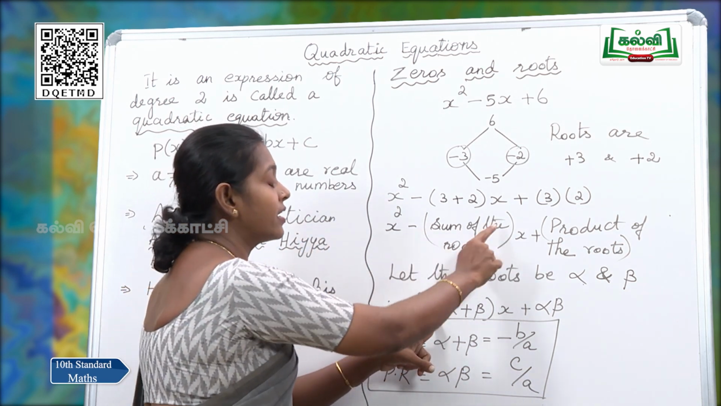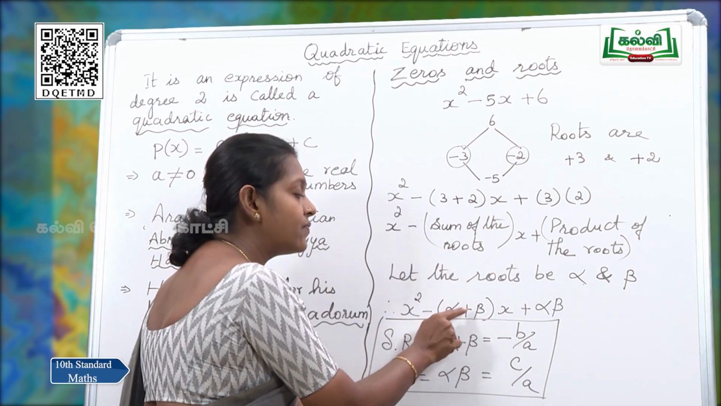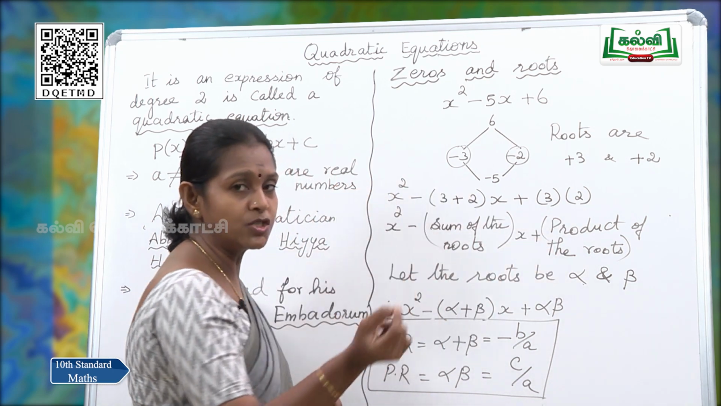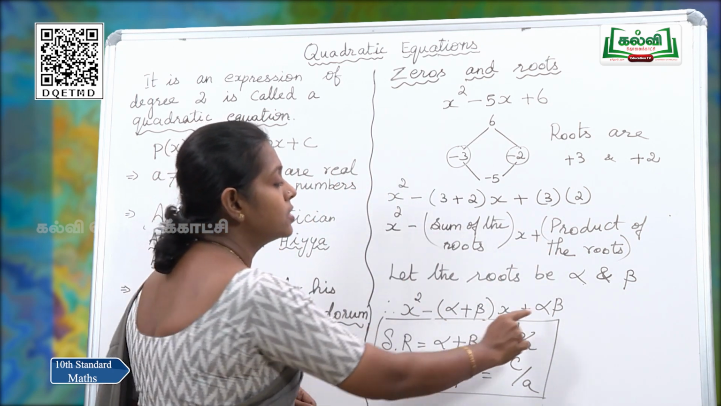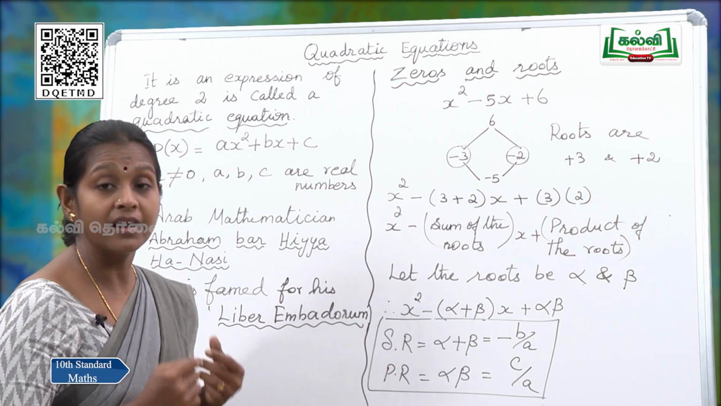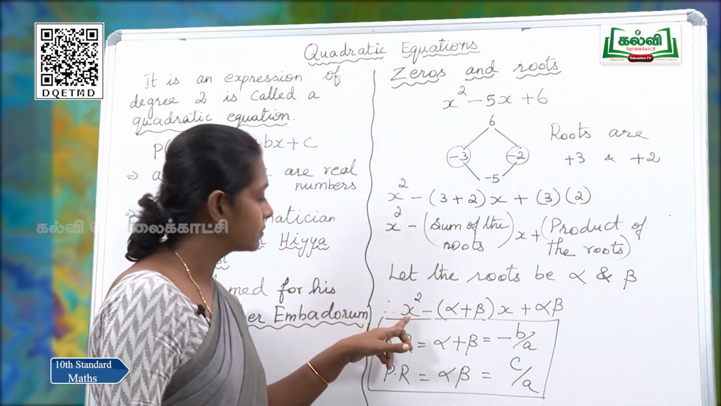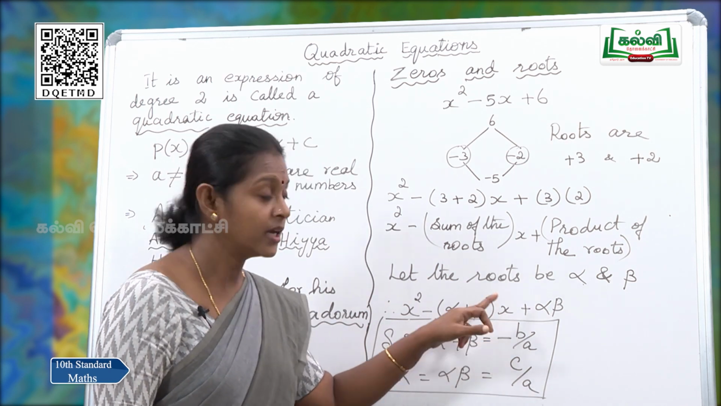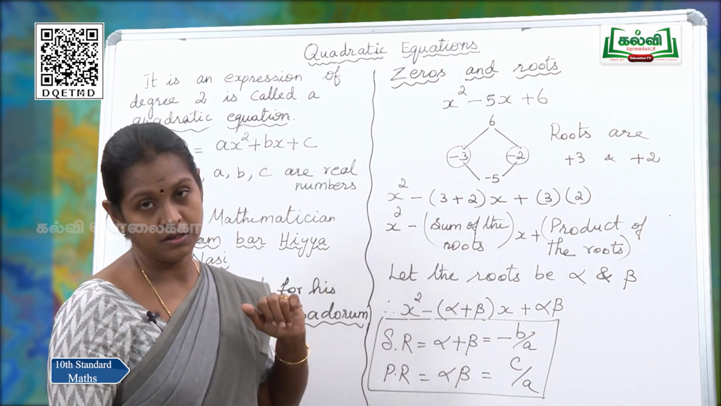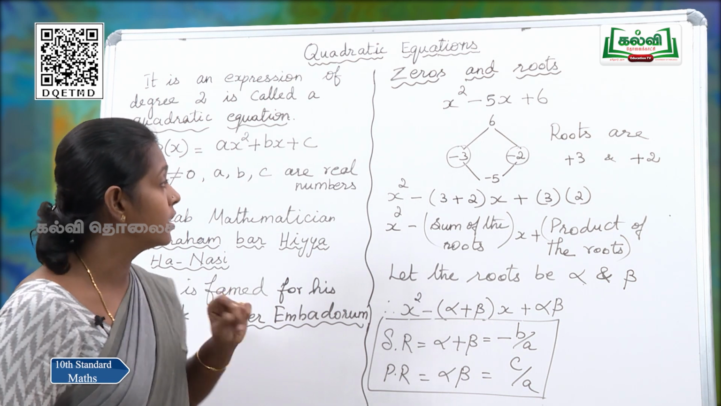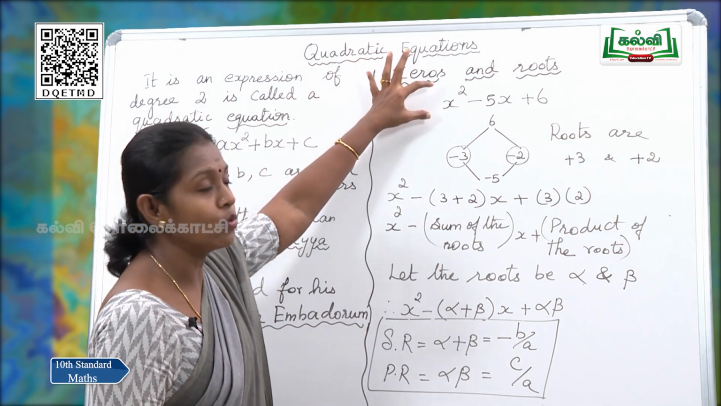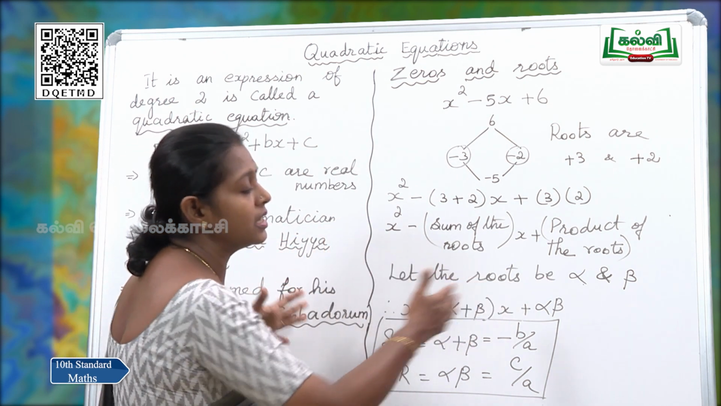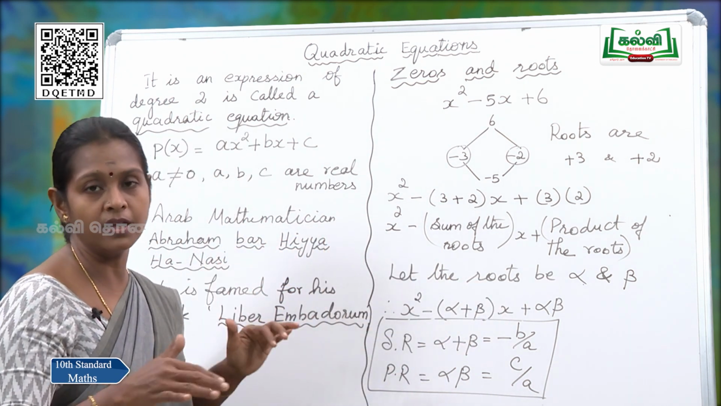So you can write this sum of the roots as alpha plus beta, x plus the product of the roots, that means alpha into beta. So we can write this equation as x squared minus (alpha plus beta) x plus alpha beta. Can you understand, children? Good. So we know how to factorize, and from the factorization, how to make the general equation of a quadratic polynomial.